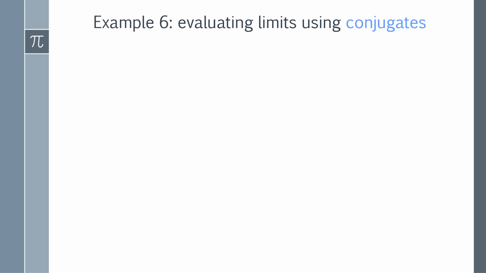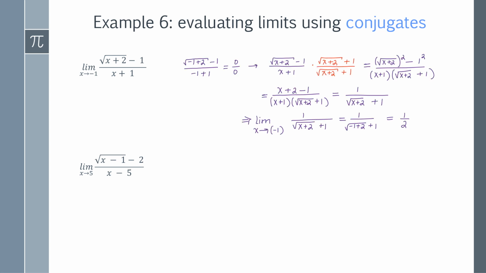Let's review the next technique for evaluating limits, and that is multiplication by conjugates. We're going to take a look at these two problems. For the first one, we have the limit as x goes to -1 of the expression square root of x plus 2 minus 1 over x plus 1. So how do we approach this problem? First, we plug in -1 everywhere we see x.